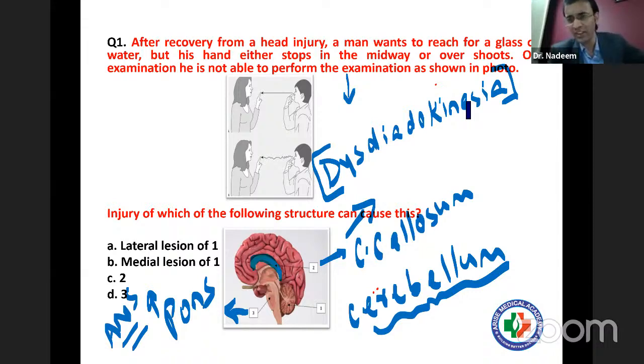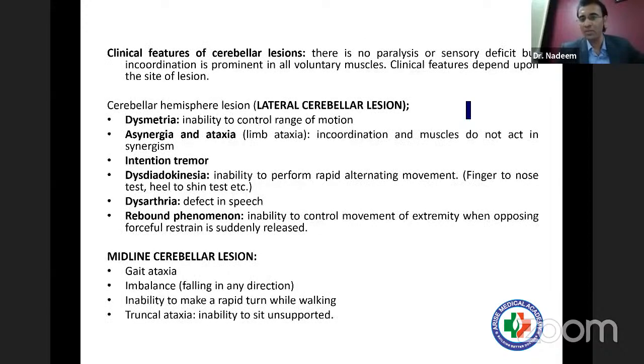Dysmetria, all these are seen in the lateral lesion of the cerebellum. So what exactly do we see? Dysmetria means inability to control range of motion first. Synergia, ataxia are there. There will be incoordination. There is something important called dysdiadokinesia, the inability to perform rapid alternate movement. If you remember these 2 points, you can understand that these happen because of the lesion in the lateral part of the cerebellum.